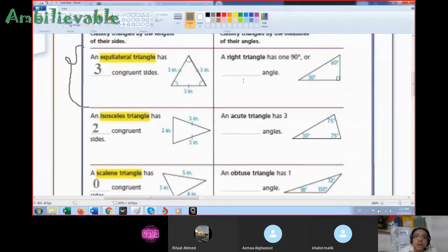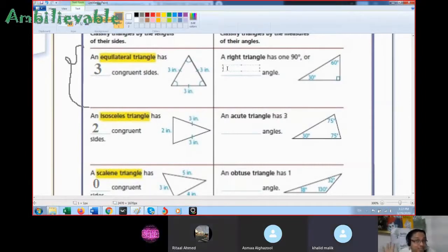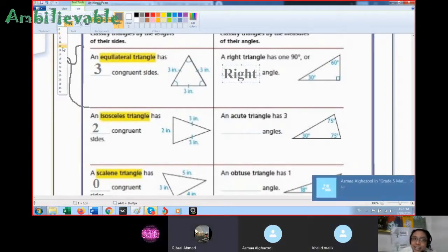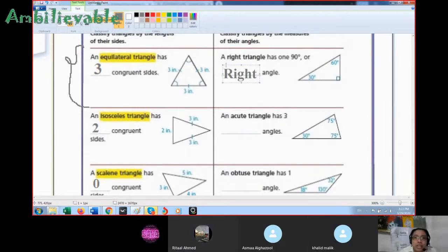Oh, look at this one. A right triangle has one 90 degrees angle. What do you call a 90 degrees angle? Who can answer? Right angle. Very good. Who said right angle? Rital, very good. It is a right angle.